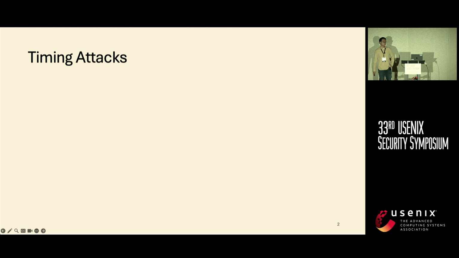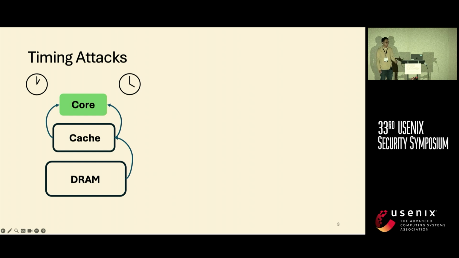So firstly, let's do a brief recap of timing attacks. Timing attacks leak data due to secret-dependent timing differences. One typical timing difference comes from the cache. Modern processors use the cache to reduce memory access latency. Data in the cache is faster to access than data in the main memory. By measuring its access latency, we can deduce its location in the memory hierarchy.